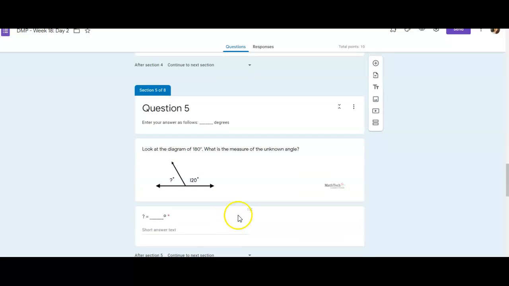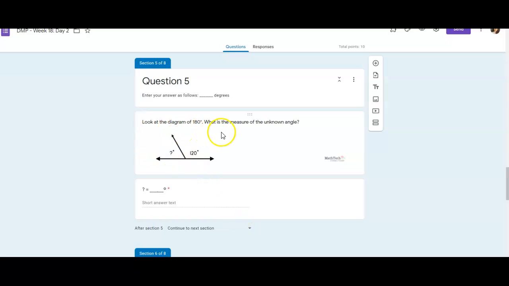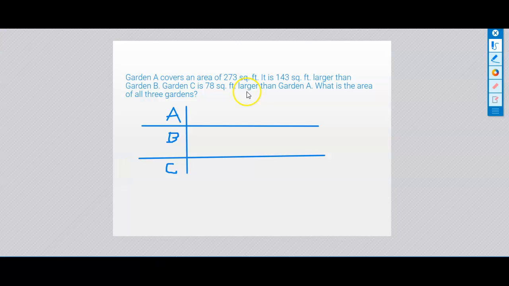Alright. Question 5, look at the diagram of 180 degrees. What's the measurement of the unknown angle? So what is this one right here? Well, if we know that this one is 120, in a straight line is 180 degrees. You were doing some advanced work here, fellas and ladies. If I do 18 minus 12, that's 60. So this angle would be 60 degrees.